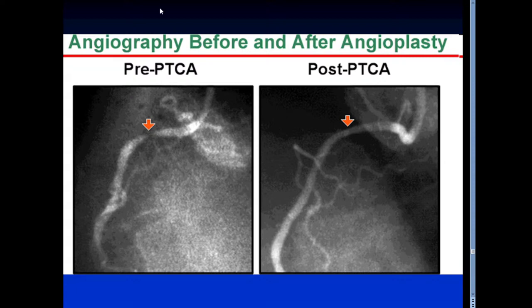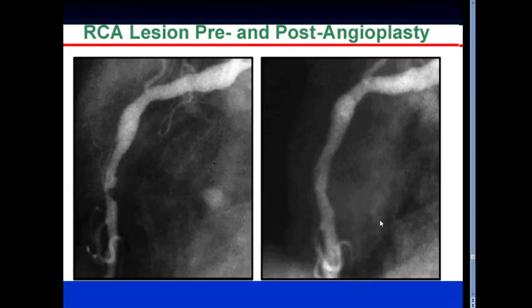What you see here is the right coronary artery. Here is the very significant stenosis and the restoration of the lumen of it after percutaneous intervention. And here is the next result, also the right coronary artery with the severe stenotic lesion and with the restoration of it after angioplasty.